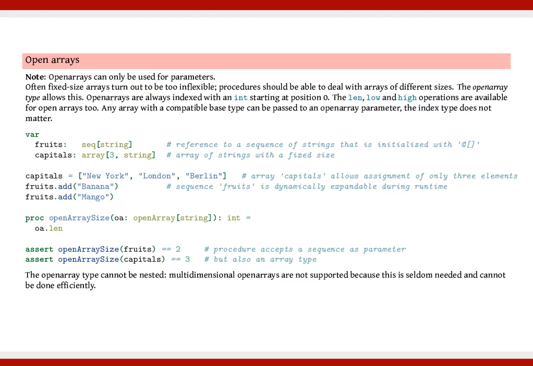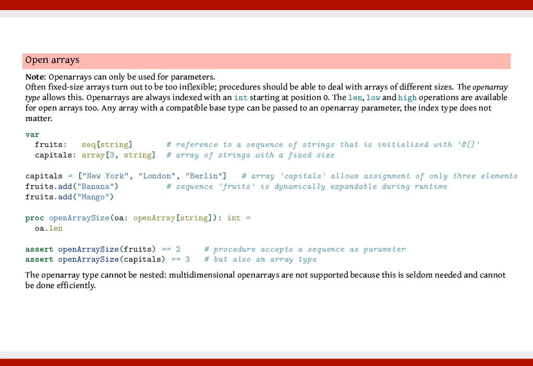Var fruits: seq[string] # reference to a sequence of strings that is initialized with @[]. capitals: array[3, string] # array of strings with a fixed size. capitals = ["New York", "London", "Berlin"] # array capitals allows assignment of only 3 elements. fruits.add("Banana") # sequence fruits is dynamically expandable during runtime. fruits.add("Mango"). proc openArraySize(oa: openArray[string]): int = oa.len. assert openArraySize(fruits) == 2 # procedure accepts a sequence as parameter.